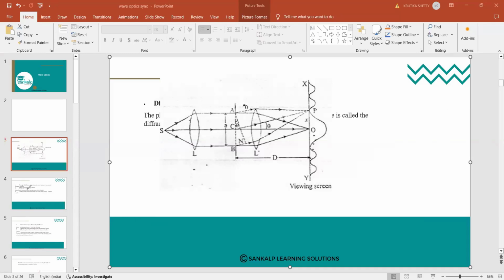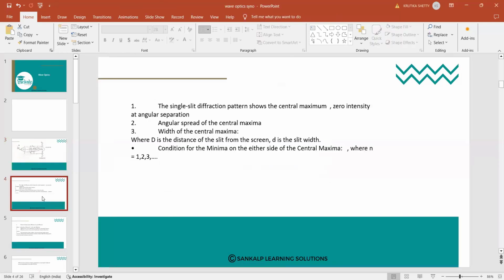Whether dark fringe or bright fringe, we get it only when the wavelength and the obstacle are of comparable size. So this is regarding the diffraction phenomena, students. In one line, diffraction is nothing but the bending of light around the obstacle. Here you see some points.